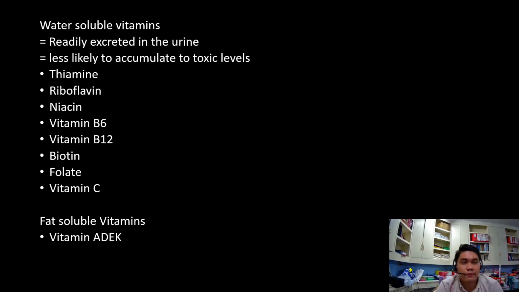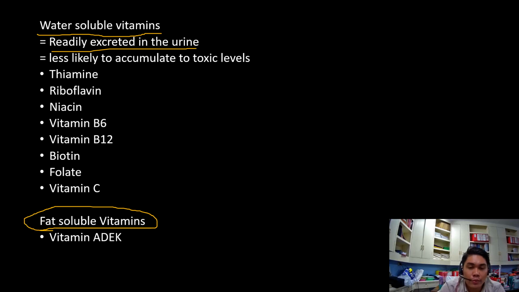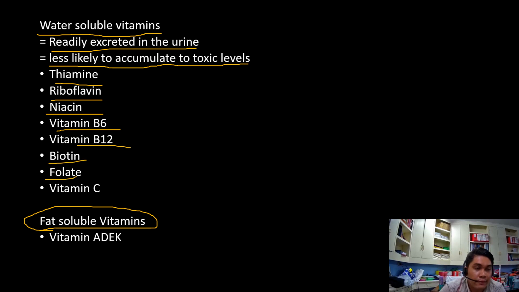There are two types of vitamins. You have water-soluble vitamins, which are readily excreted in the urine, and fat-soluble vitamins, which are absorbed together with fats. Water-soluble vitamins are less likely to accumulate to toxic levels because the body excretes the excess via urine. Examples are thiamine, riboflavin, niacin, B6, B12, biotin, folate, and vitamin C, or ascorbic acid.